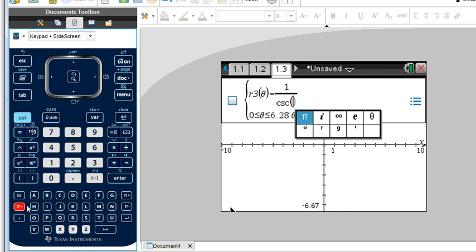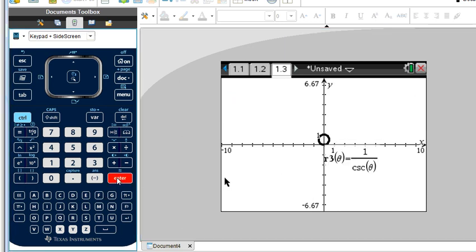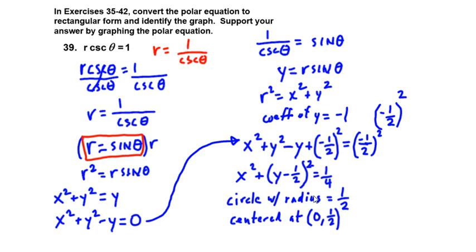And we go to this key here and go to, we have theta, press enter. And what we get here is a circle with a radius of 1/2. Do you see that? And the center of the circle is at 0, 1/2. So that certainly meets the dimension of, so the diameter is 1, everything checks out. So this will be a correct answer for problem number 39, verified by graphing.